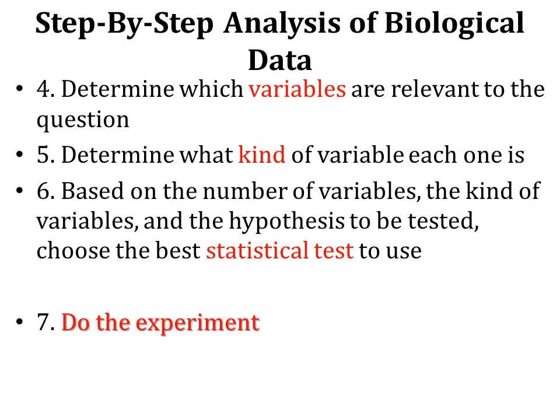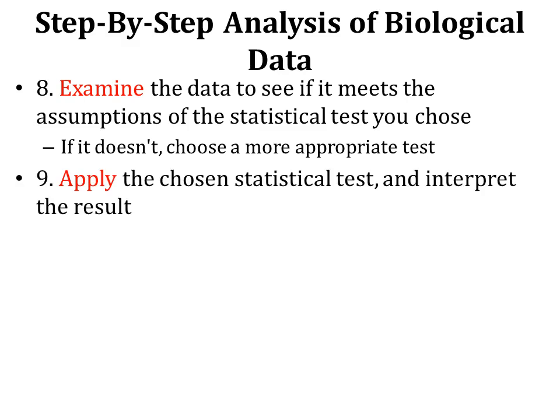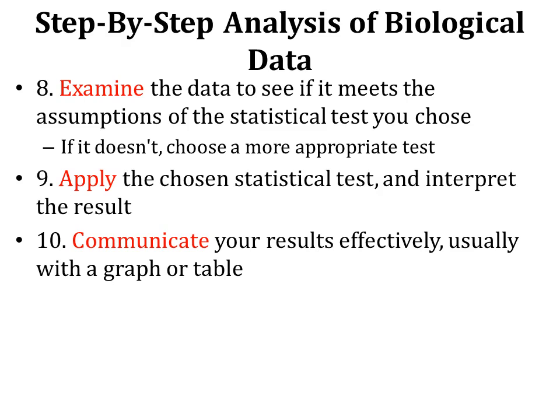You'll see that doing your experiments comes after you have planned and designed your experiment, including the statistical analysis, that is, what kind of test you are going to use. And then you have to examine the data to see if it meets the assumptions of the statistical test you chose during your research designing. If it doesn't, you have to choose a more appropriate test. So apply the chosen statistical test and interpret the result. And then communicate your results effectively, usually with a graph or table.